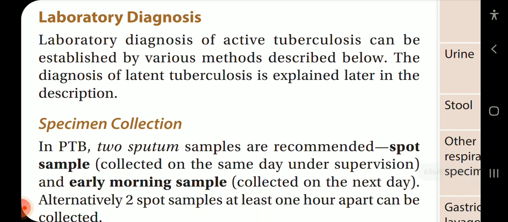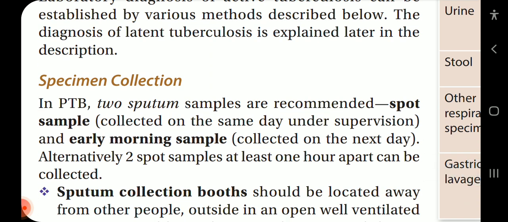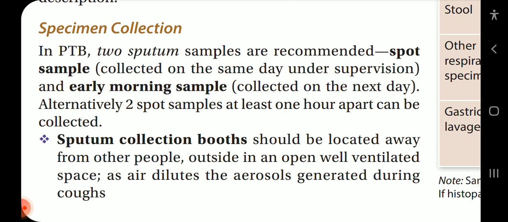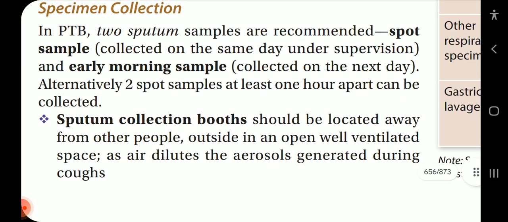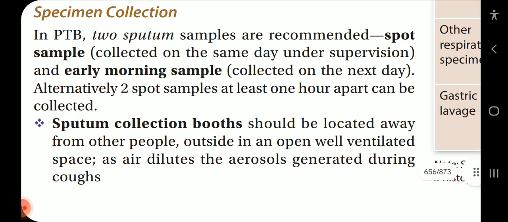Lab diagnosis of active tuberculosis can be established by various methods as described below. The diagnosis of latent tuberculosis is explained later. Specimen collection in PTB: 2 sputum samples are recommended. Spot sample collected on the same day under supervision and early morning sample collected on the next day. Alternatively, 2 spot samples at least 1 hour apart can be collected. Sputum collection booths should be located away from other people, outside in an open, well ventilated space, as air dilutes the aerosol generated during the cough.